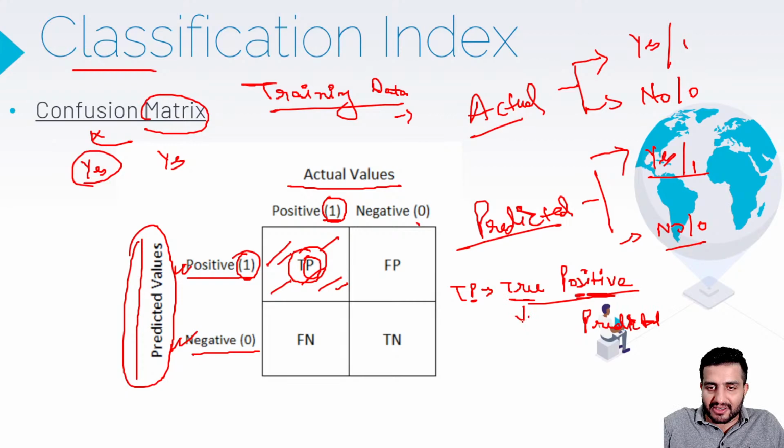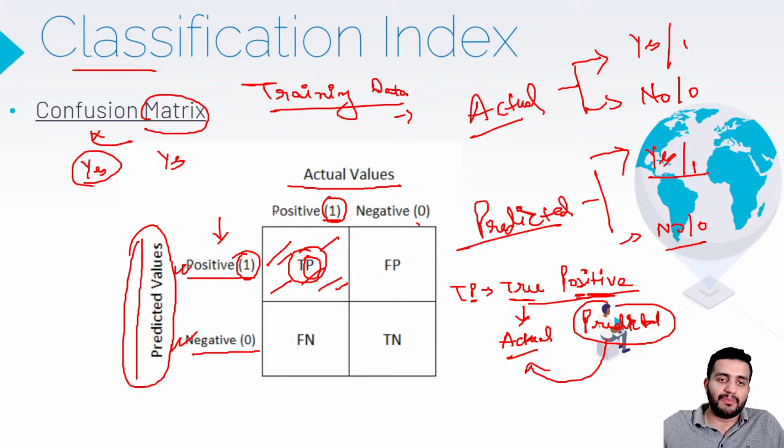Actual side. So I predicted positive, and this positive is true. I predicted this patient as having the disease, positive 1, and originally this is also true. So my prediction is true. You're getting it? So my positive prediction is true. That is where it is called true positive.